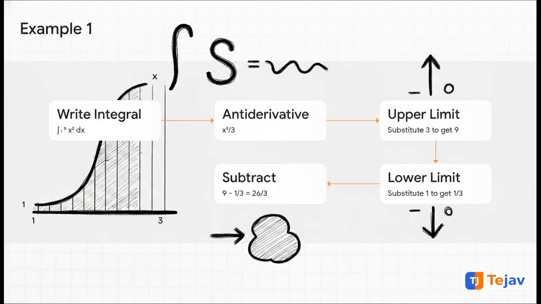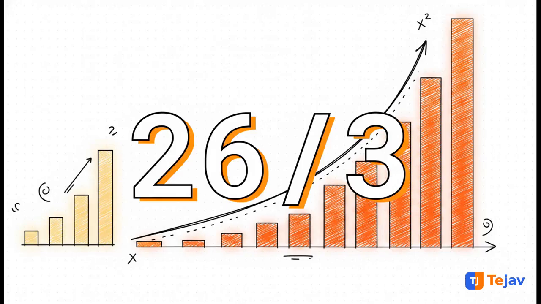Let's actually see how this works in practice. Say we want to find the area under the curve f of x equals x squared, and we want it from x equals 1 to x equals 3. Step 1, write out the integral. Step 2, find the antiderivative of x squared, which is x cubed over 3. Step 3, we substitute our upper limit, that's 3, which gives us 27 over 3, or just 9. Step 4, we substitute our lower limit, 1, giving us 1/3. And finally, step 5, we just subtract, 9 minus 1/3. And there's our answer. The exact area is 26 over 3 square units.